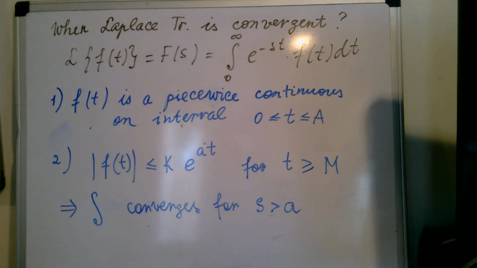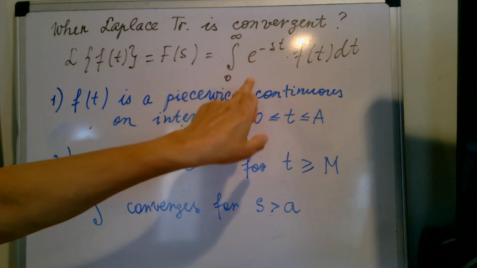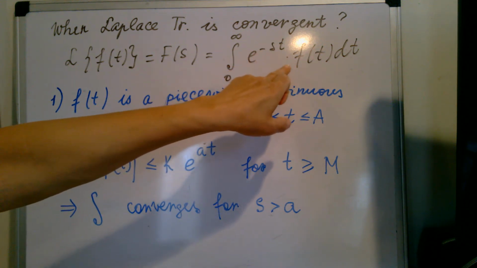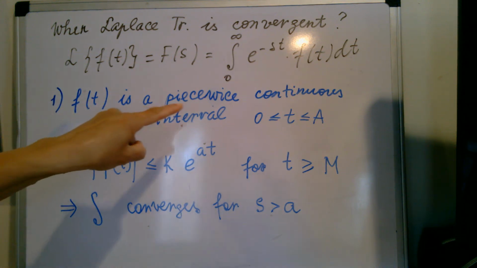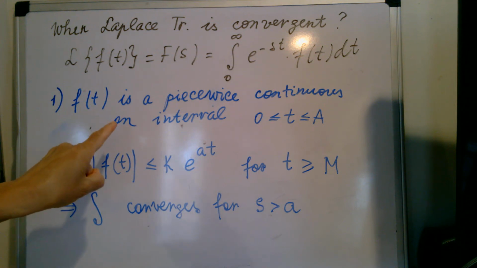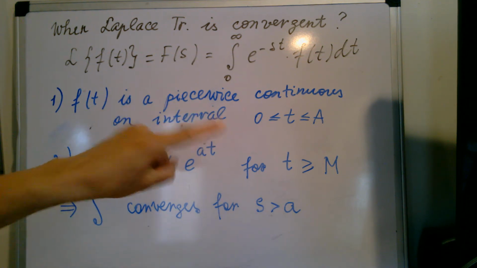Okay, so remember last section or last video I was telling that not all functions have Laplace transform. Well, why does it happen? Because not for all functions f of t, the integral of e to the power of negative st times f of t from 0 to infinity is convergent. So what are the conditions on f of t to make it convergent? How is f of t supposed to look to give us a convergent integral and to have a Laplace transform? First, f of t is supposed to be piecewise continuous on the interval from 0 to some point a.